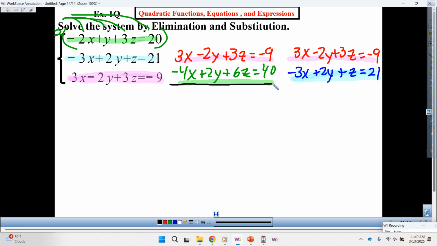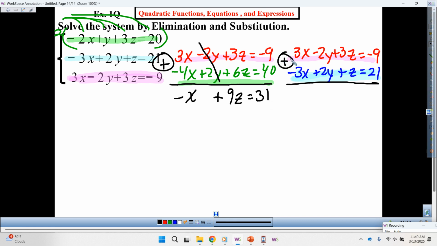All right? So let's combine the first set. What is 3x minus 4x, everyone? Negative 1x. The y's cancel. Plus 3z plus 6z is 9z. 40 minus 9, that's 31.